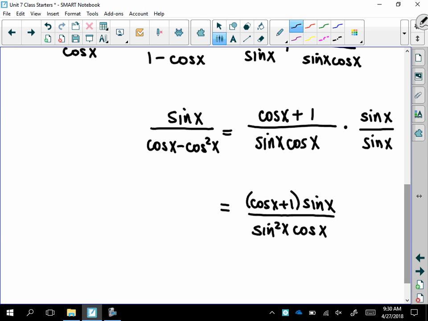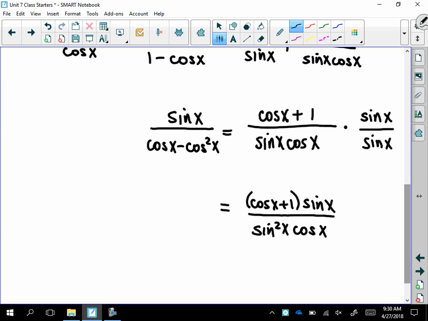All right, so that took a whole lot of forethought. If I can create a sine squared in the denominator, then I know that sine squared is equal to 1 minus cosine squared. And 1 minus cosine squared is the difference of two perfect squares, where one of its factors is 1 plus cosine x. And that would cancel out. Okay? So it took some forethought, but it's going to work.